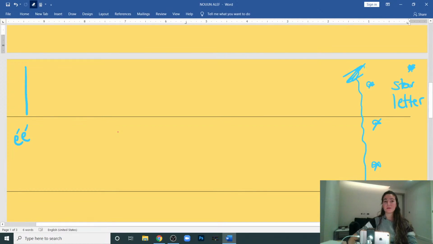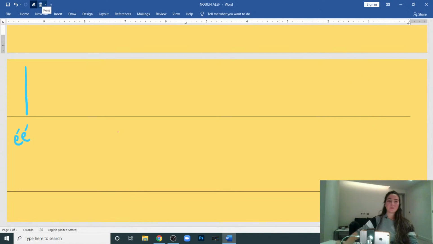And what is a star letter? You will know now. Firstly, let's learn how to write it. Yalla. As usual, if you started already creating a list, you have the form that is alone with your Arabic letters. You have the form that is at the beginning of the word. You have the form that is in the middle of the word. And you have the form that is at the end of the word.